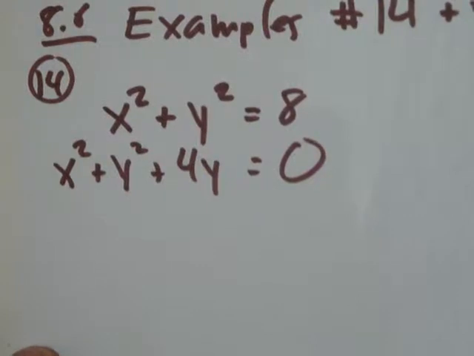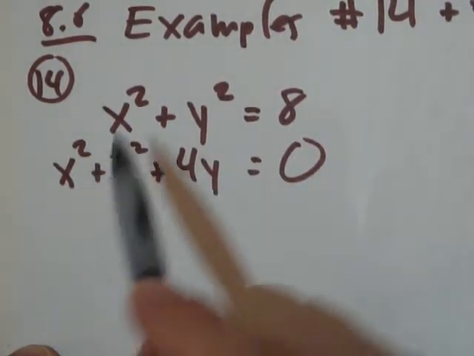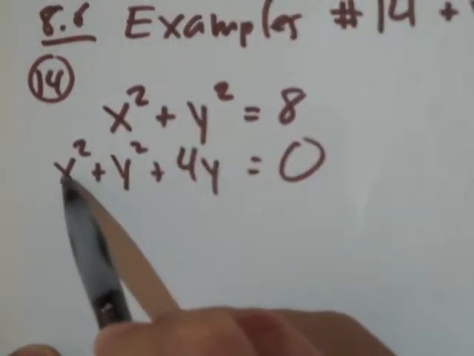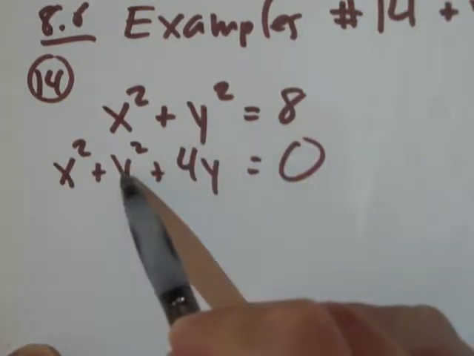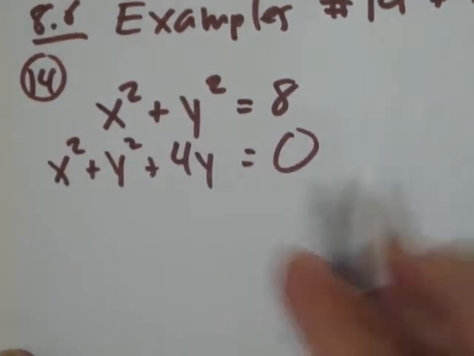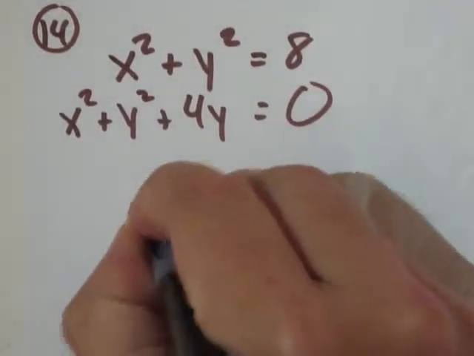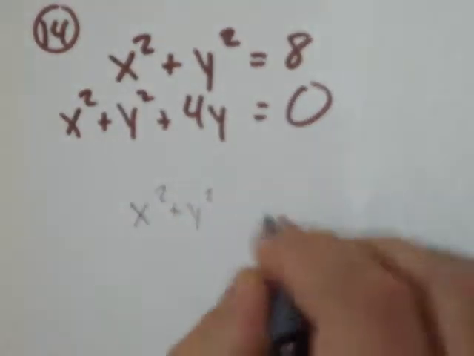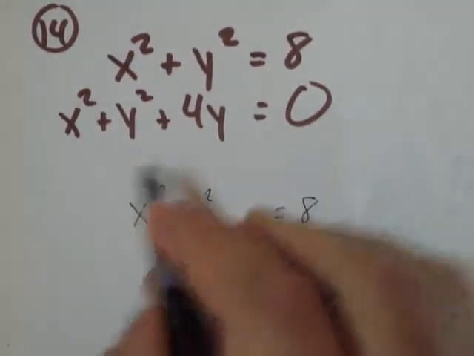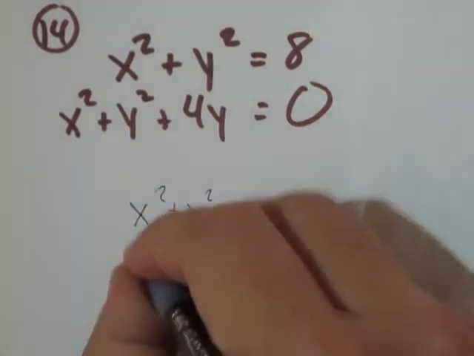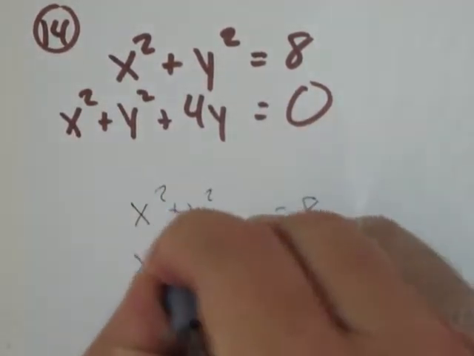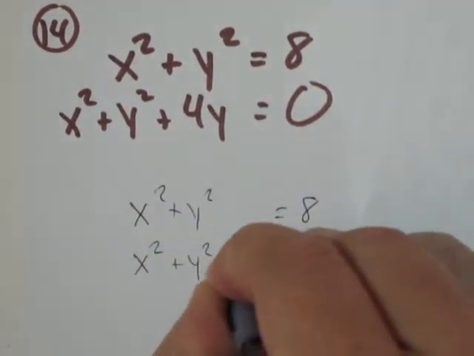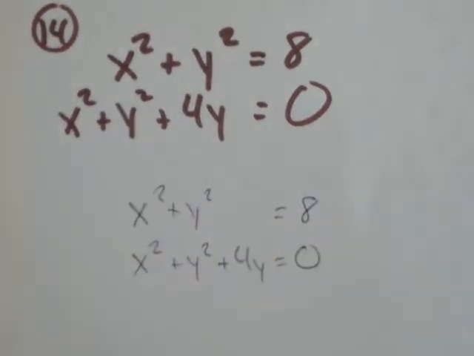This one's actually fairly simple because if you notice here we have x squared, and here we have x squared. Here we have y squared, here we have y squared. I'm going to rewrite it so we're kind of lined up a little better. So I'm going to do x squared plus y squared, leave a space here, equals 8. And then this other one I'm going to scoot over a little bit and line up all the like terms. So x squared plus y squared plus 4y equals 0.